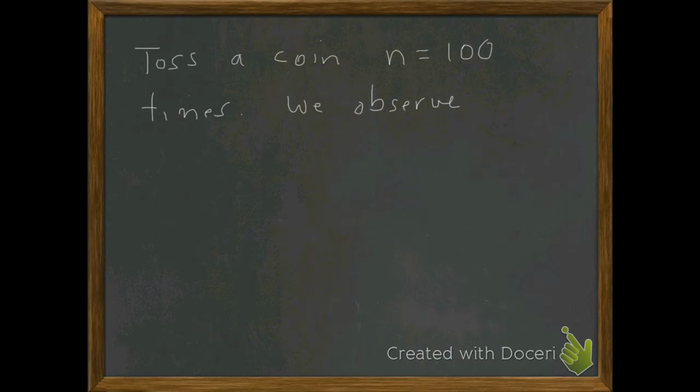Now, the first example I want to take a look at is a really, really simple one. Let's keep it real simple. Let's say we toss a coin N equal 100 times. And let's say we observe, I don't know, 45 heads. So obviously we have 55 tails. Unless we have a three-sided coin, this is clearly believable, right?